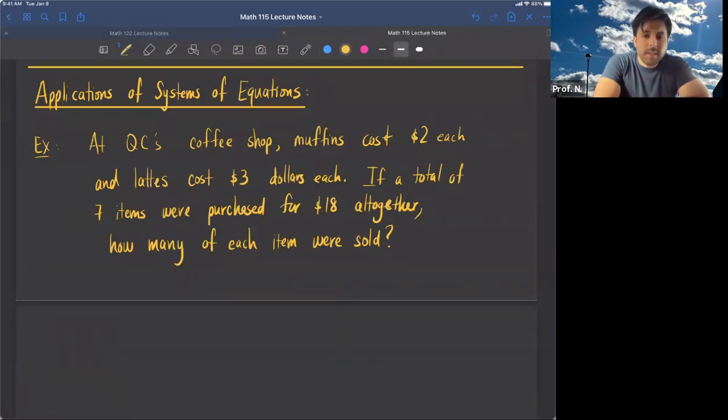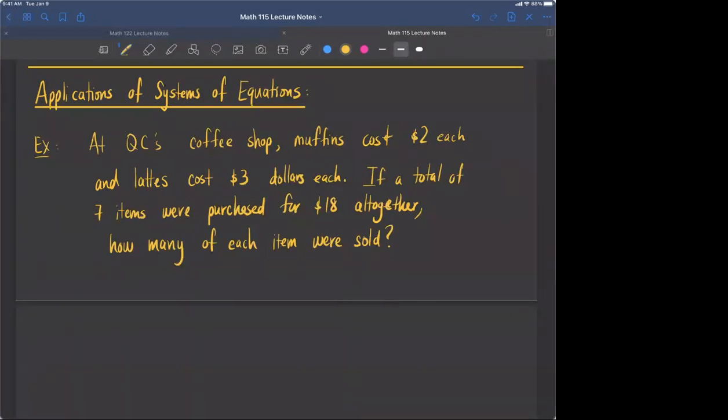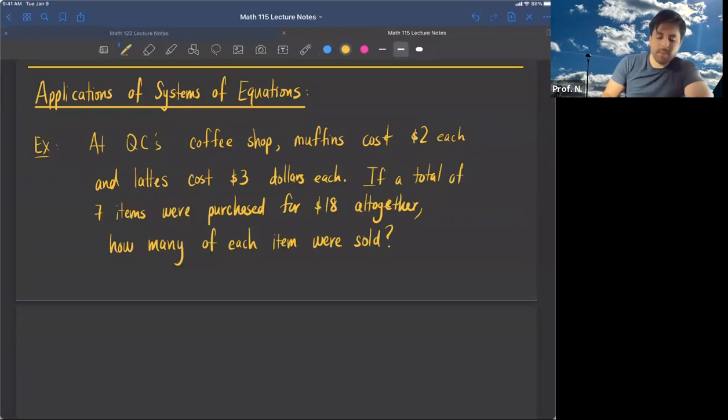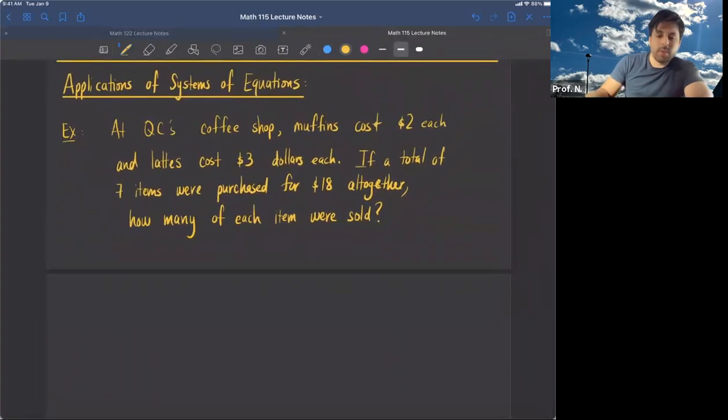You can make a system. Yeah, so X would be the muffins, and then Y could be the lattes. Right. So then look what we're able to do. We're able to, first, step 1.